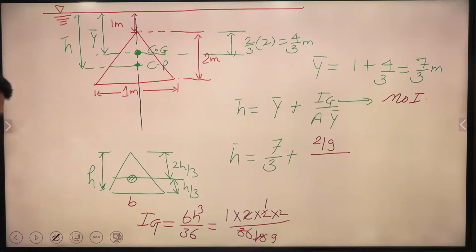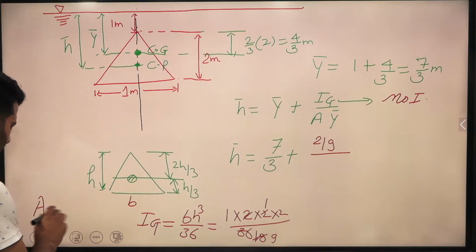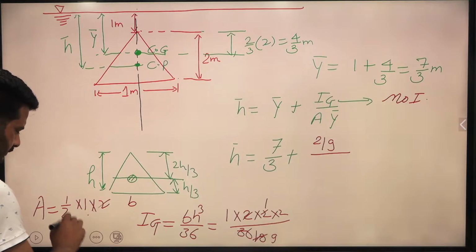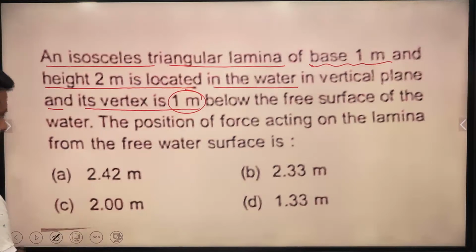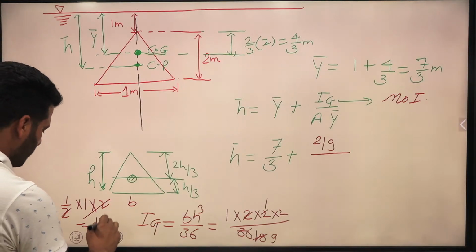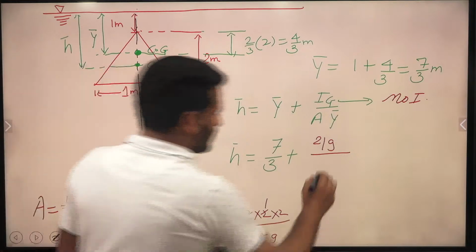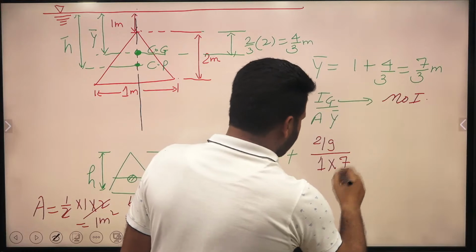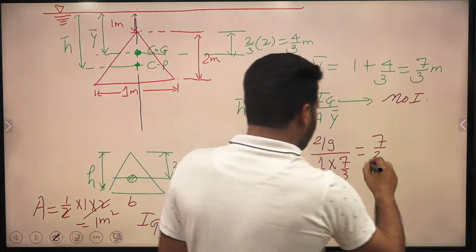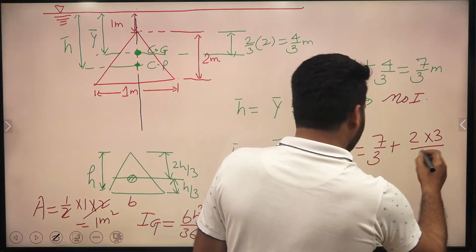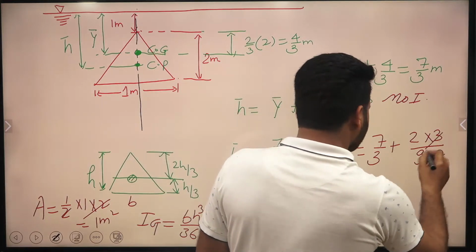What is the area? The area of this isosceles triangular lamina: half of base is 1 meter, height is 2, so this is coming to be 1 meter square. So A into y bar is 1 into y bar, which we already calculated as 7 by 3. Just catch the value and let me know what is the answer. So 2 by 9, divided by 7 by 3, gives 2 by 21.